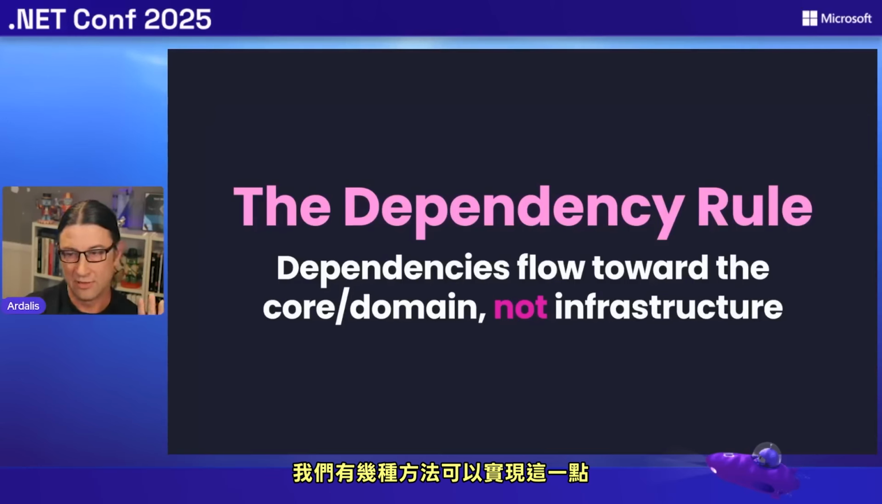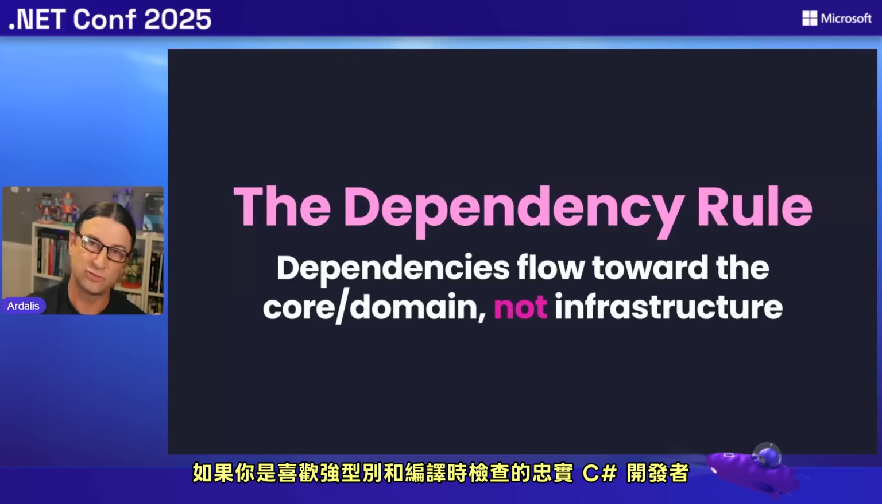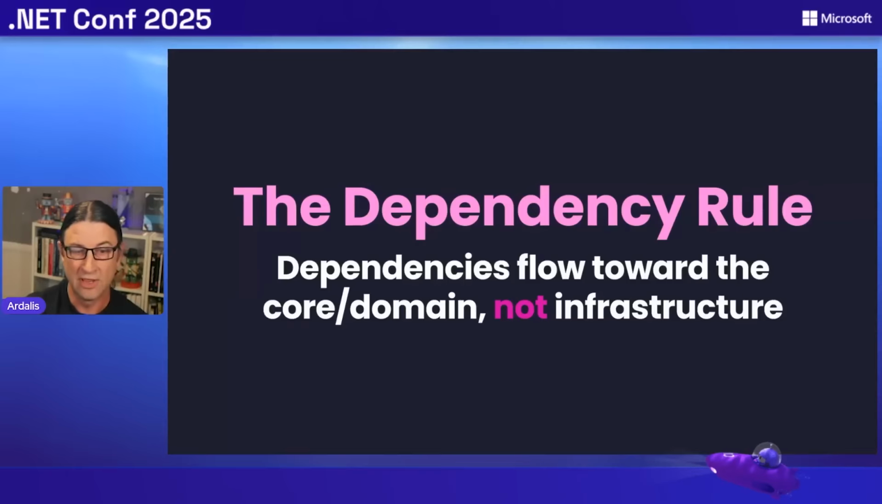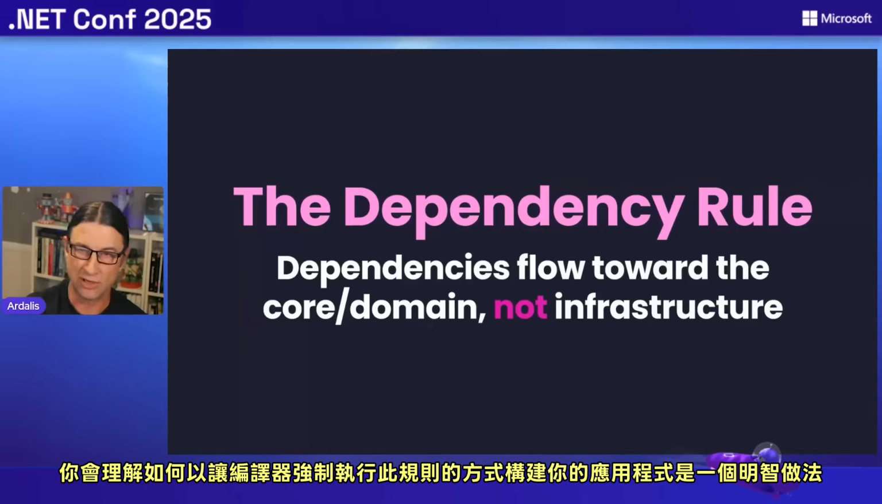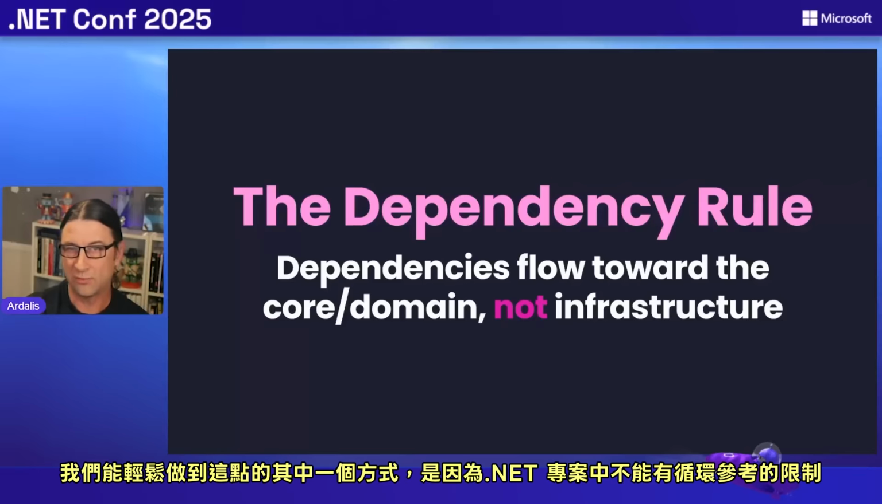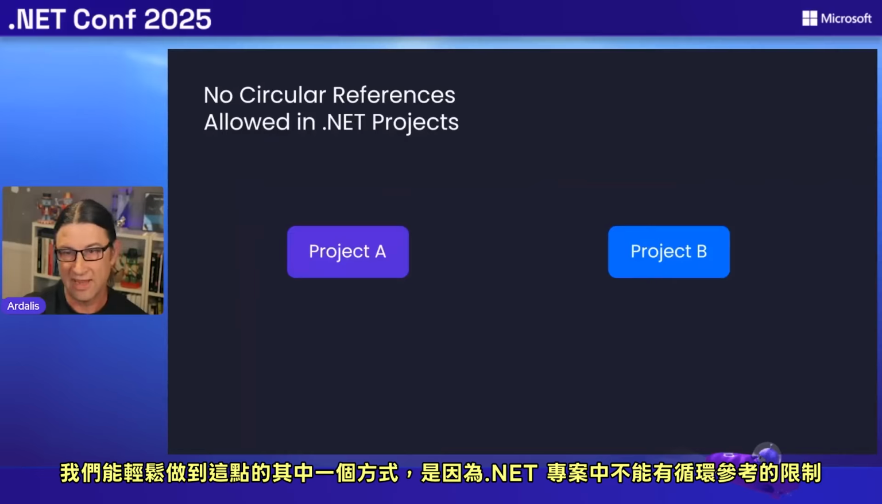And so there are a few ways that we can implement this, right? If you're a fan of strong types and compile time checks like any good C# developer, you'll see the wisdom of constructing your application in such a way that this rule is enforced by the compiler. And one of the ways that we can easily do that is because of the fact that you can't have circular references in your .NET projects.